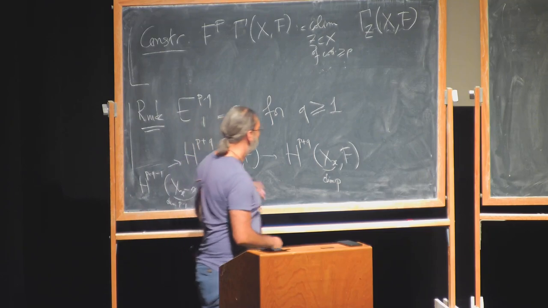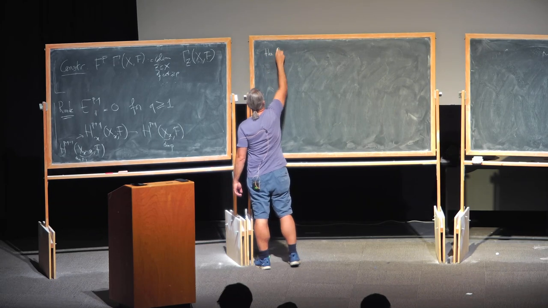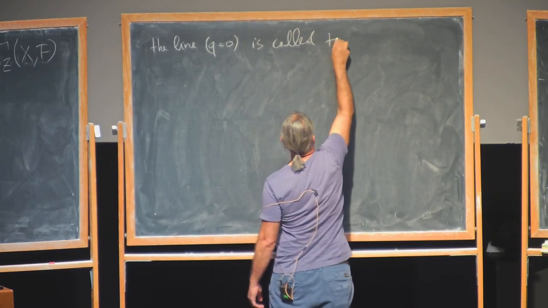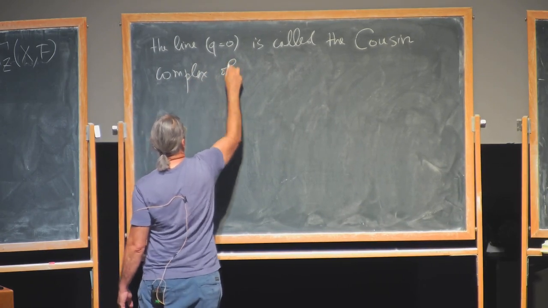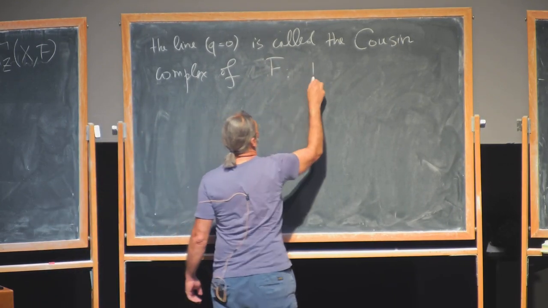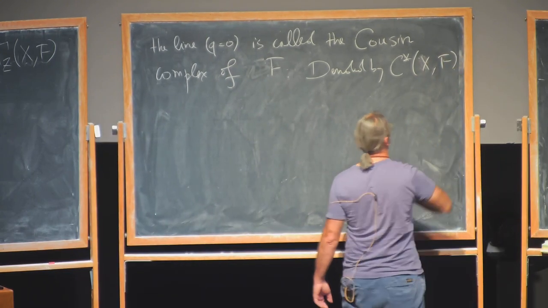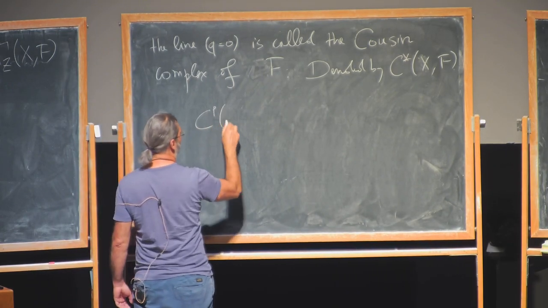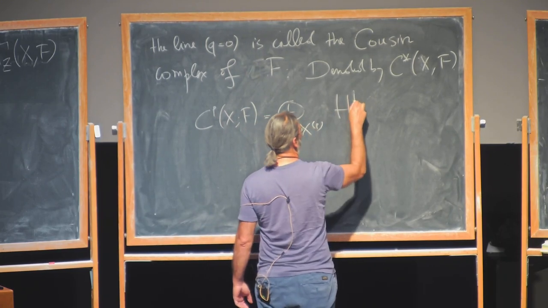And so the case q equals zero will be very interesting for us. The line q equals zero is called the Cousin complex of F, and it is denoted C^*(X,F), and it looks as follows. Here q is zero, so C^p(X,F) is the direct sum over closed points of dimension p of local cohomology in degree p of F.